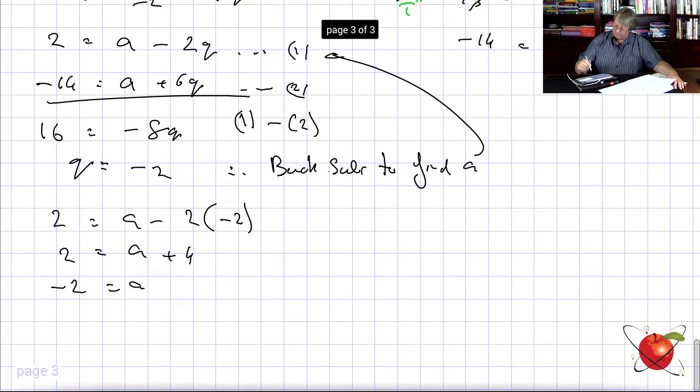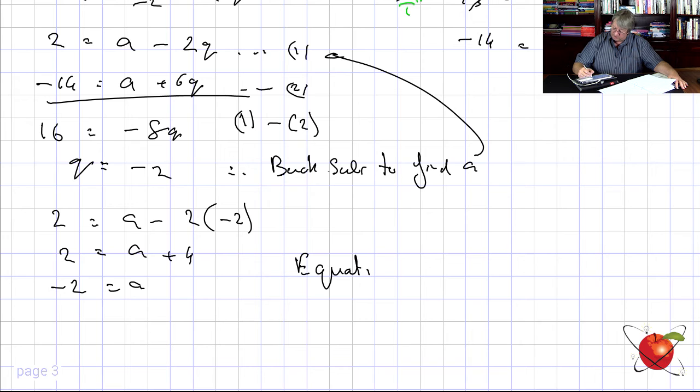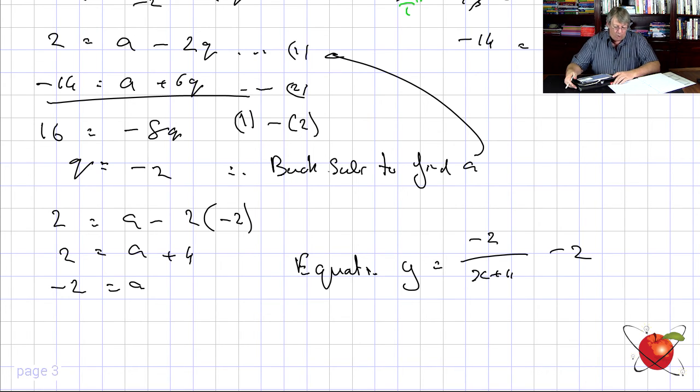Now, therefore, the equation is y is equal to minus 2 over x plus 4 minus 2. Guys, they are all the same. Okay? They are all the same. It makes no difference. That's the way you're going to do it, right? Now, in any of the scenarios, look at what you're given, put it in, and substitute.